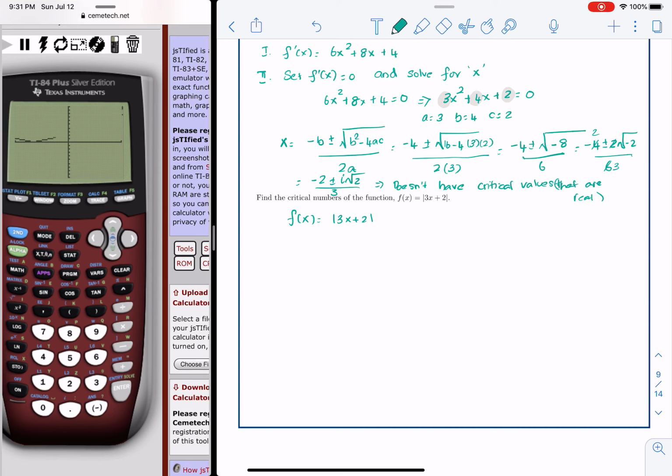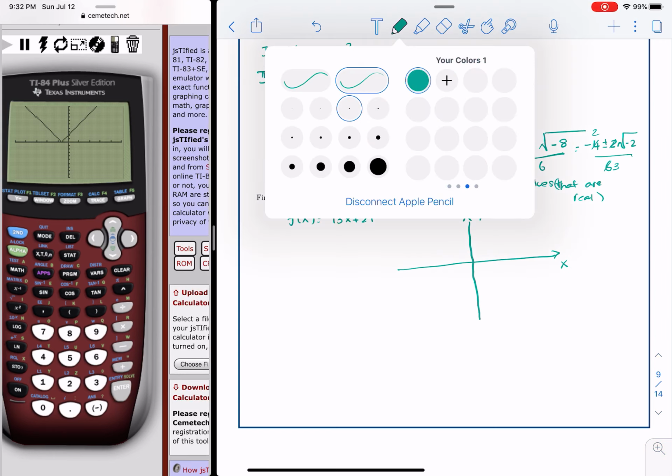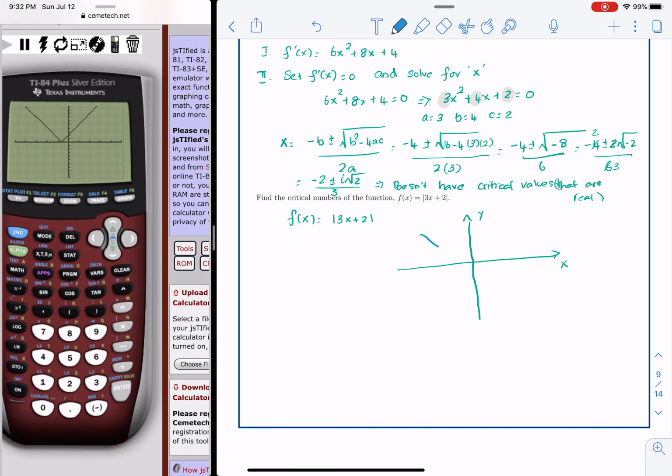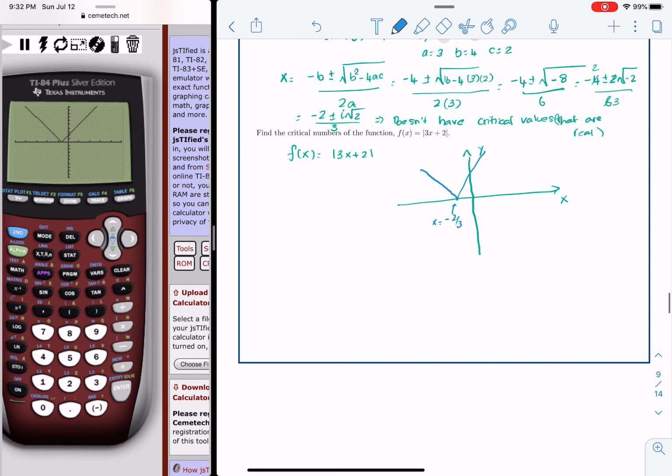So when I graph, I get a picture of that sort. I'm going to zoom in from -5 to 5, and we have that. Even though the function is continuous, that tip of the V will be at -2/3. So that point right there is -2/3. And even though the function is continuous, there is a sharp turn.